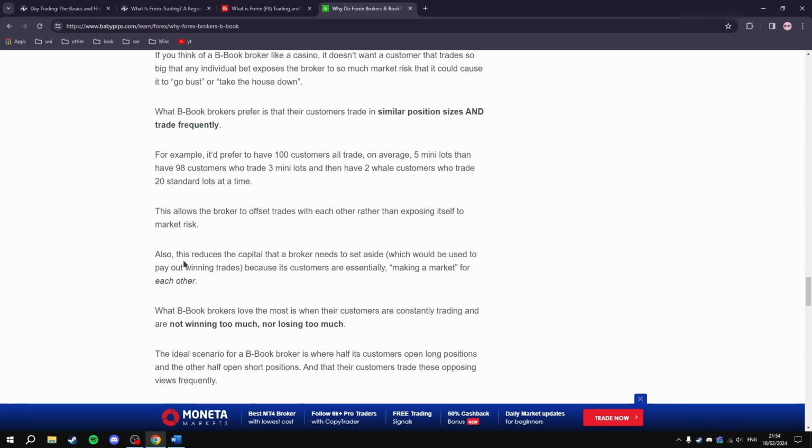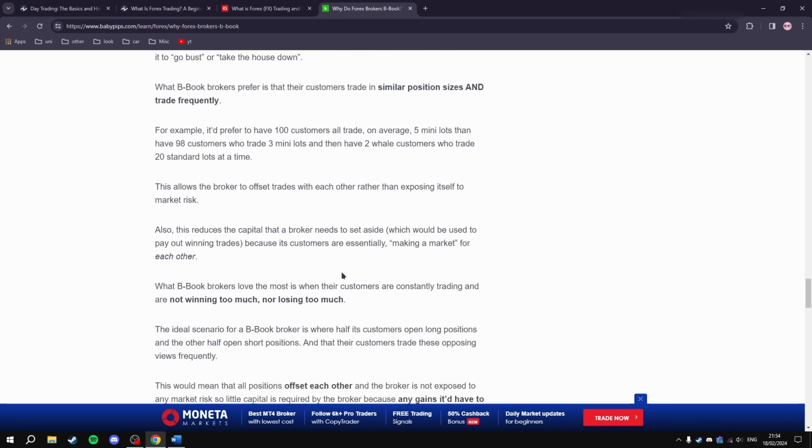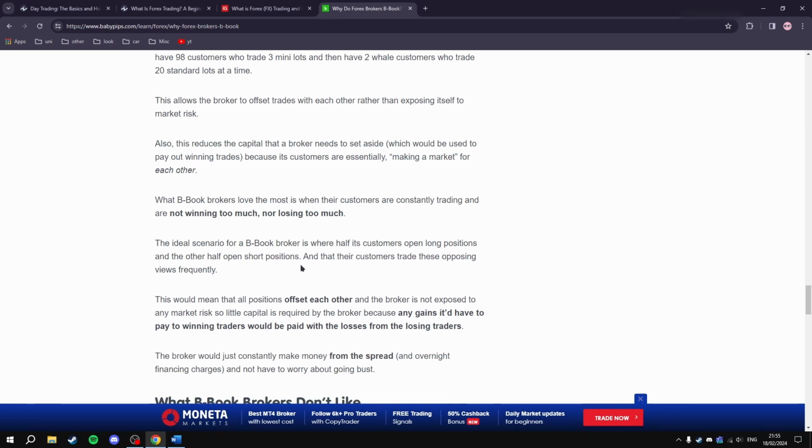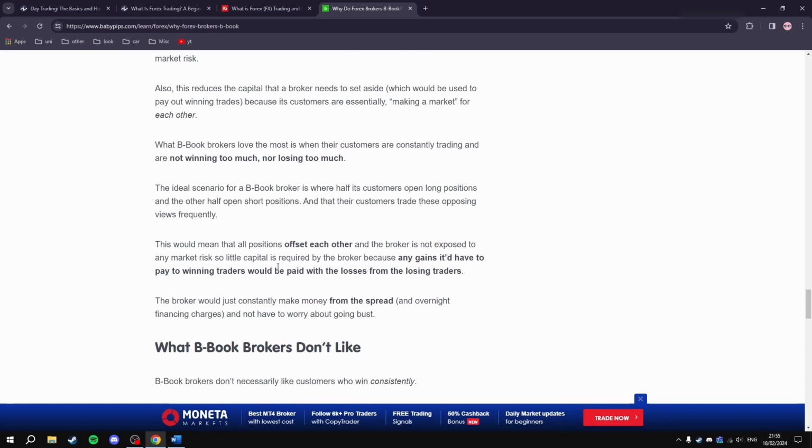Also, this reduces the capital that a broker needs to set aside, which would be used to pay out winning trades, because the customers are essentially making a market for each other. What B-book brokers love the most is when their customers are consistently trading and are not winning too much nor losing too much. The ideal scenario for a B-book broker is where half its customers open long positions and the other half open short positions, and that their customers trade these opposing views frequently. This would mean that all positions offset each other and the broker is not exposed to any market risk.